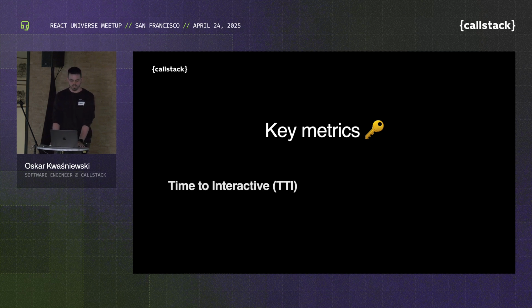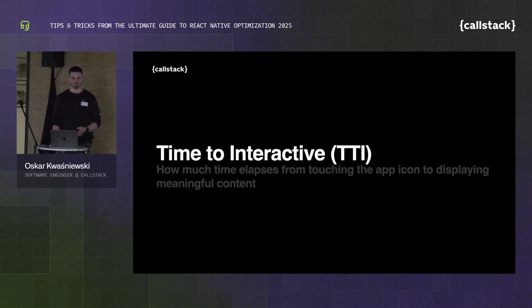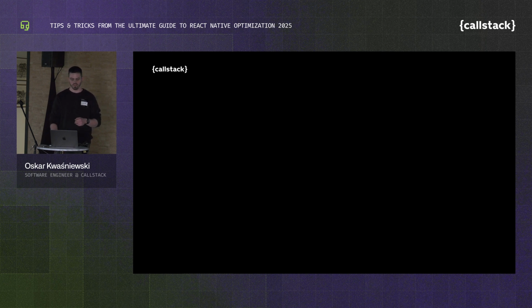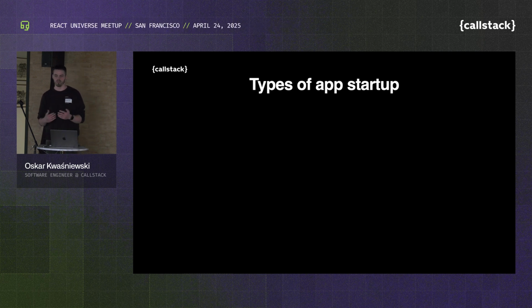So first one is TTI, which is time to interactive. And the other one is FPS, which is frames per second. So starting with TTI, this metric tells us how much time elapses from touching the app icon to seeing meaningful content. But to properly measure TTI, we have to know how our app can be launched.